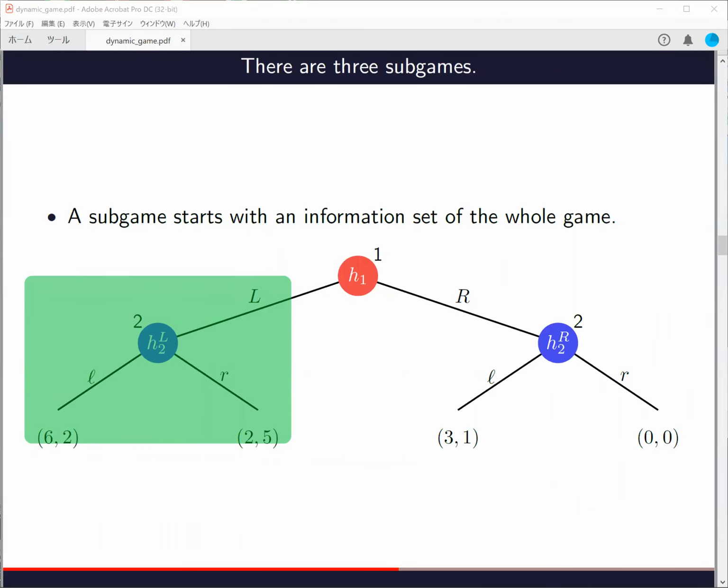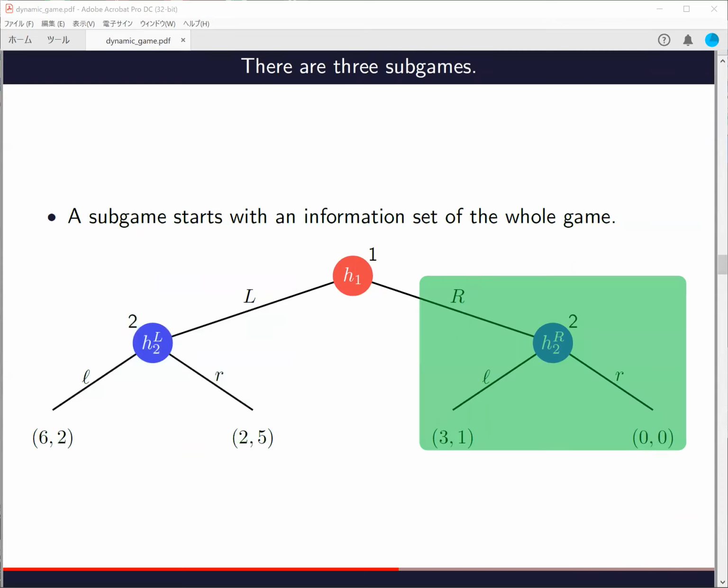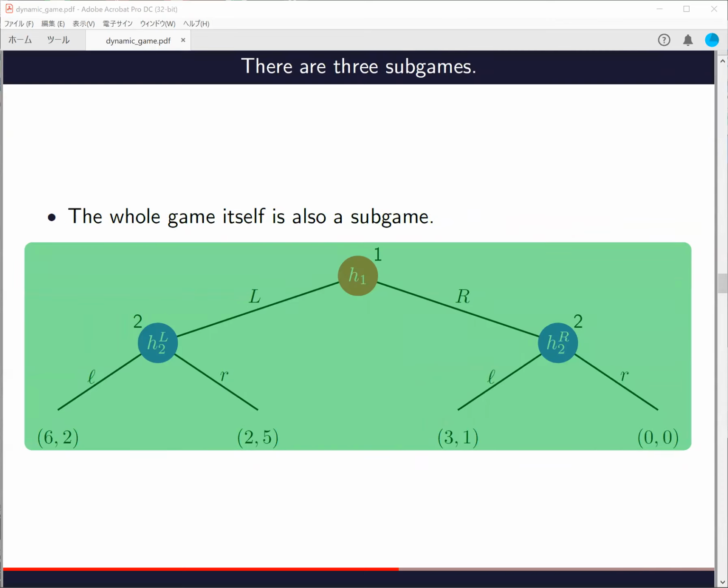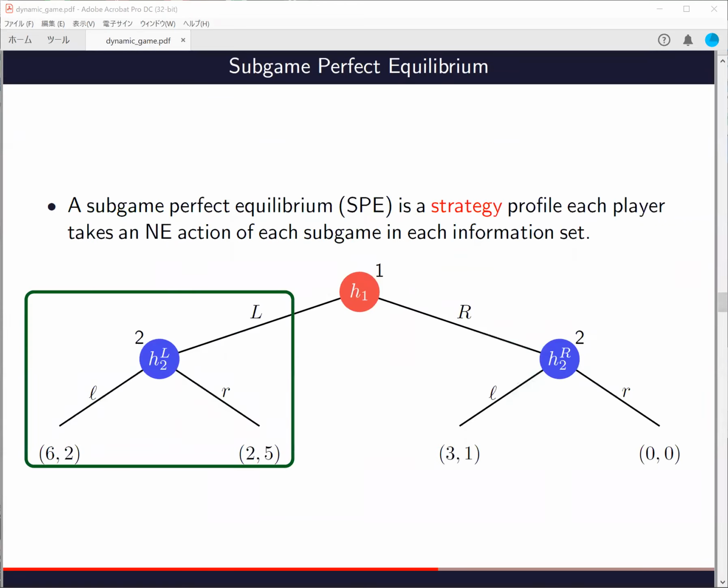Let's try to find the subgame perfect equilibria of the game. There are 3 subgames in total: this one, and this one. The third subgame is the entire game. A subgame perfect equilibrium is a strategy profile in which every player takes a Nash equilibrium action of each subgame in each information set.